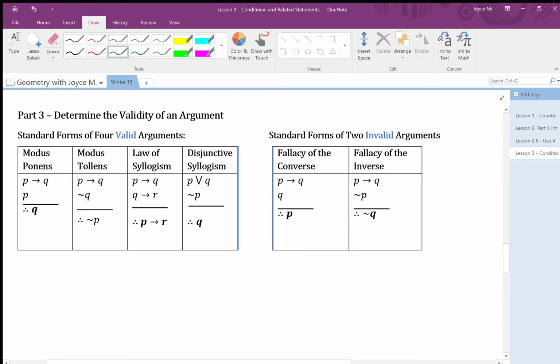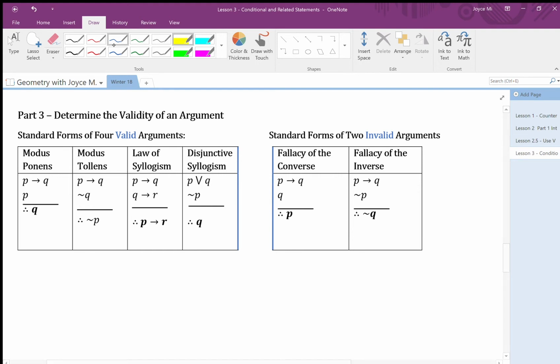Next one is the disjunctive syllogism. The first premise is that P or Q is true. That tells me either P is true, or Q is true, or both are true. The second line tells me that the negation of P is true, which means P must be false. So to make the first statement true, Q must be true. Therefore, the conclusion is Q. So these four are the standard valid argument forms.